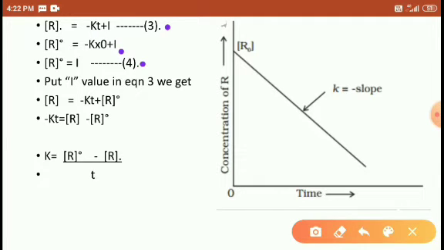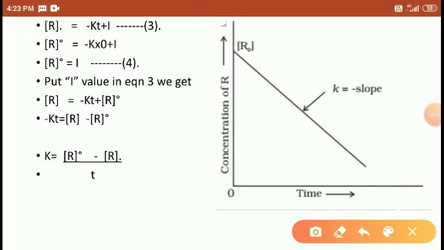This is equation 4. Put the I value in equation 3. What is the I value? The I value is R naught. So putting it here, we get the concentration of R is equal to minus kt plus the concentration of R naught. Then kt is equal to the concentration of R naught minus R, right students? Again we are rearranging the equation.